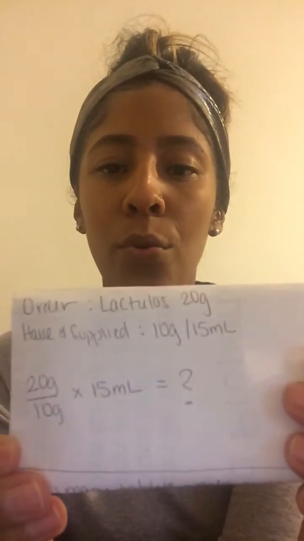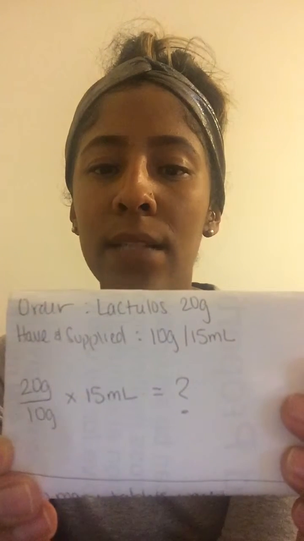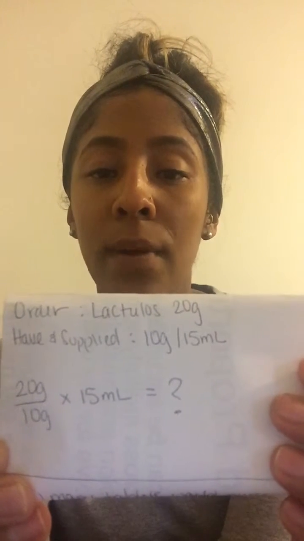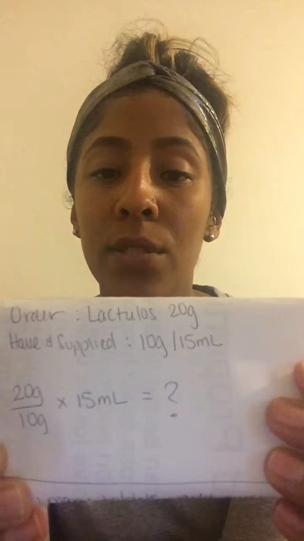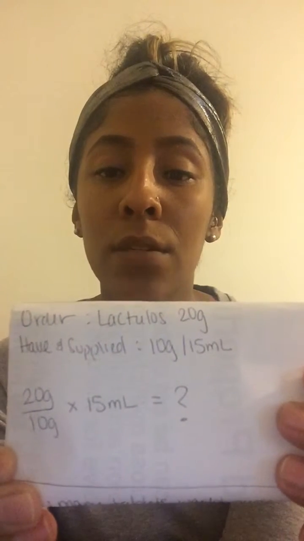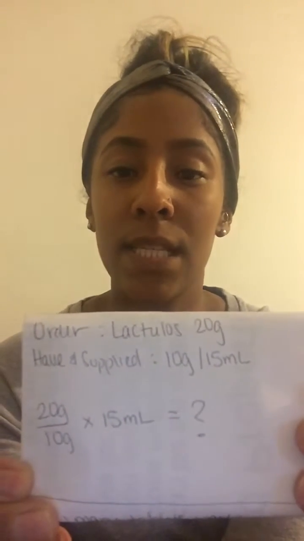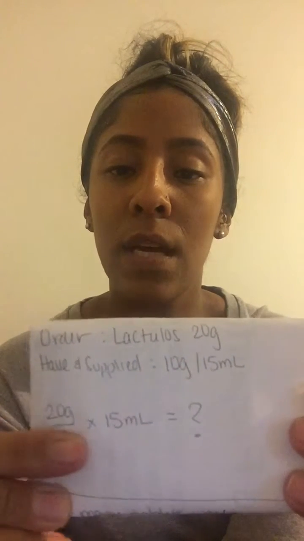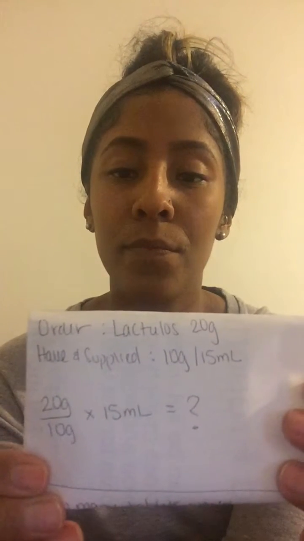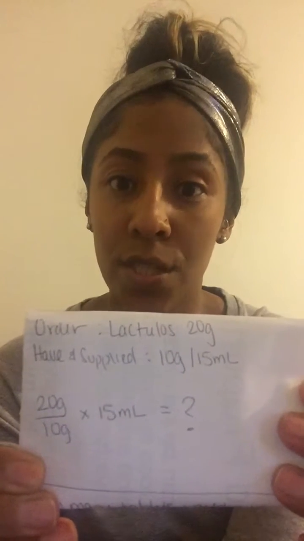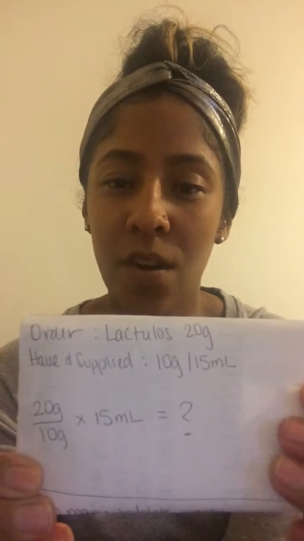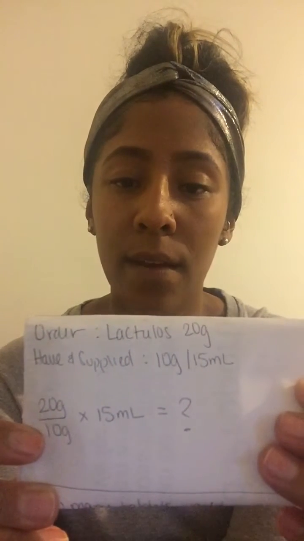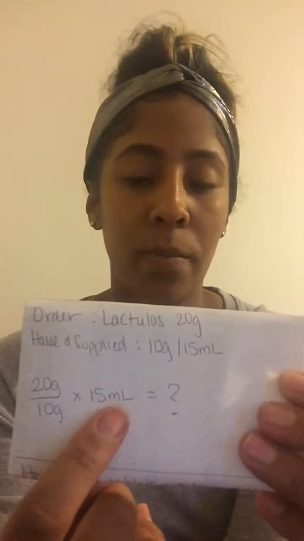Alright, so you are ordered lactose, 20 grams. Your supplied method is 10 grams per 15 milliliters. So how do we set this up? You take your 20 grams over your 10 grams, times that by 15 milliliters. And you should get your answer. All right, so you have your ordered over your have or on hand times your supplied method.